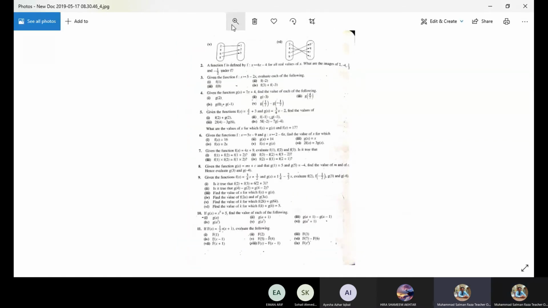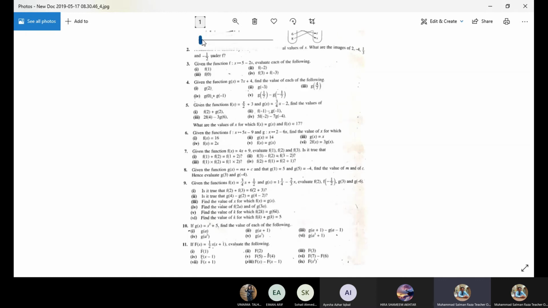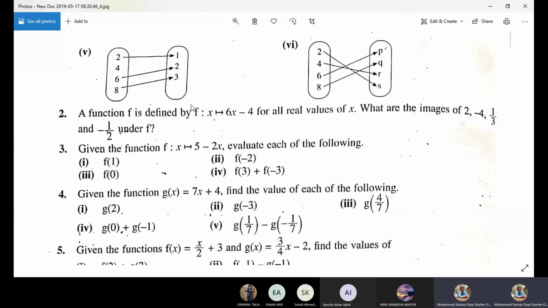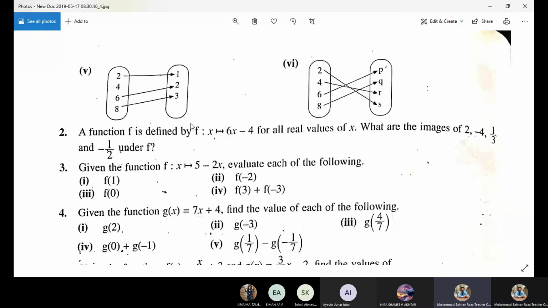Now we move forward to the next questions over here. In part number 5, you can see that this is not a function because 4 is alone over here and 4 is not supporting anyone. Just because of this 4, this whole thing, 2, 4, 6, 8 and 1, 2, 3, is not a function. Whereas in number 6, we can see that this is a function because each of the domain elements is supporting one of the ranges.